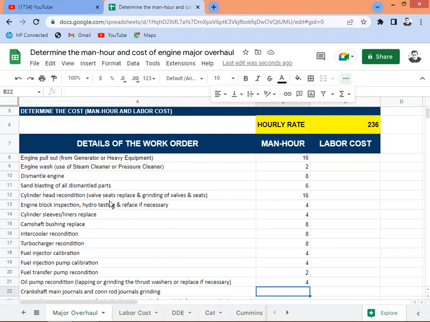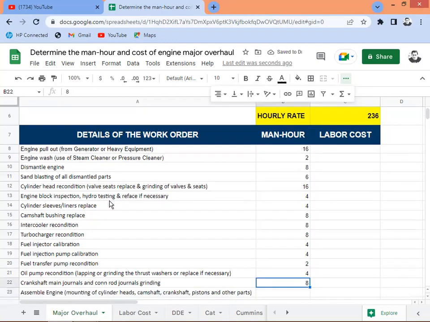If you are working in a motor pool, you more or less already know how this is being done. So that would be around 8 hours. It takes some time. This is a big crankshaft, right? Okay, journals grinding and assembly.